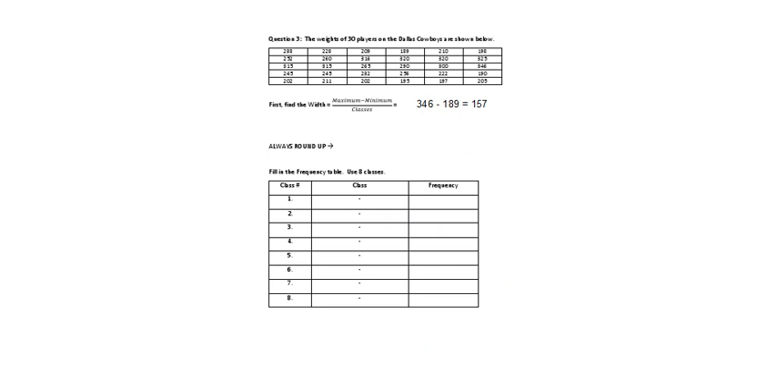But this time, we're doing 8 classes. And 157 divided by 8 is 19.6, which we're going to round up to 20, because we always have to round up. Okay, now remember when doing class, we have to always start with the smallest number. And the smallest number was 189.